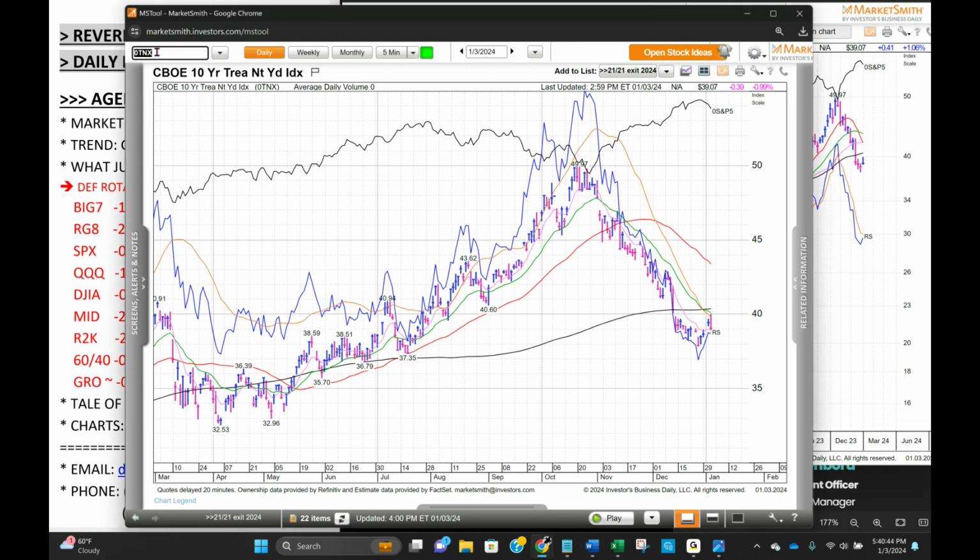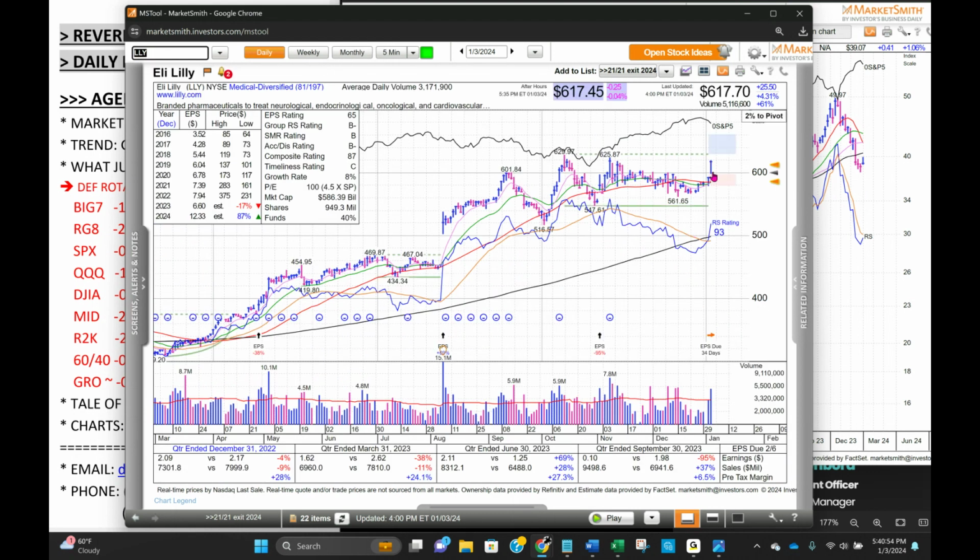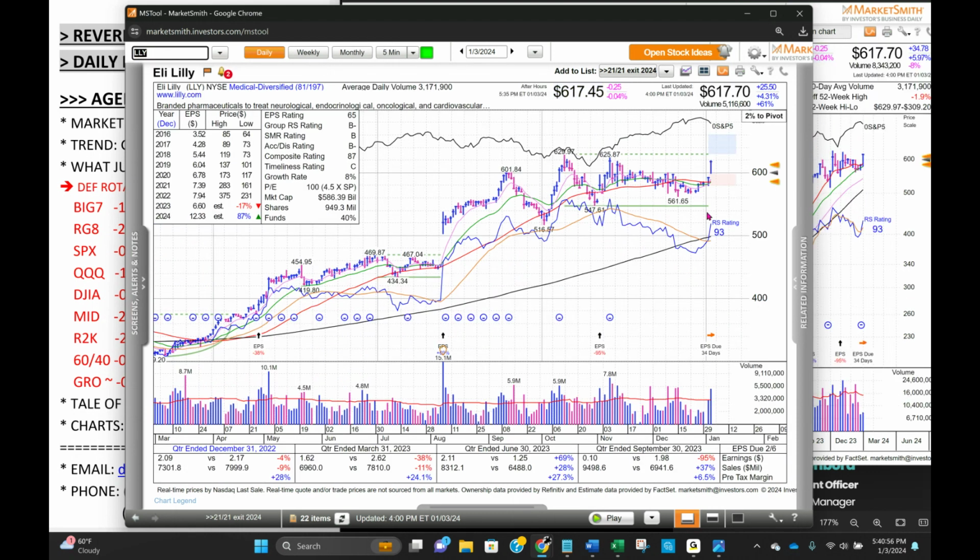So let's start with LLY. Very clear accumulation in this today. It's had the stacked moving averages. Nice day yesterday, followed through, gapped up above 600 today, closed at the top of its range, up 4.3% on 61% average volume. This is a big stock, 587 billion market cap, just even now coming into the top of this very nice 13% base.